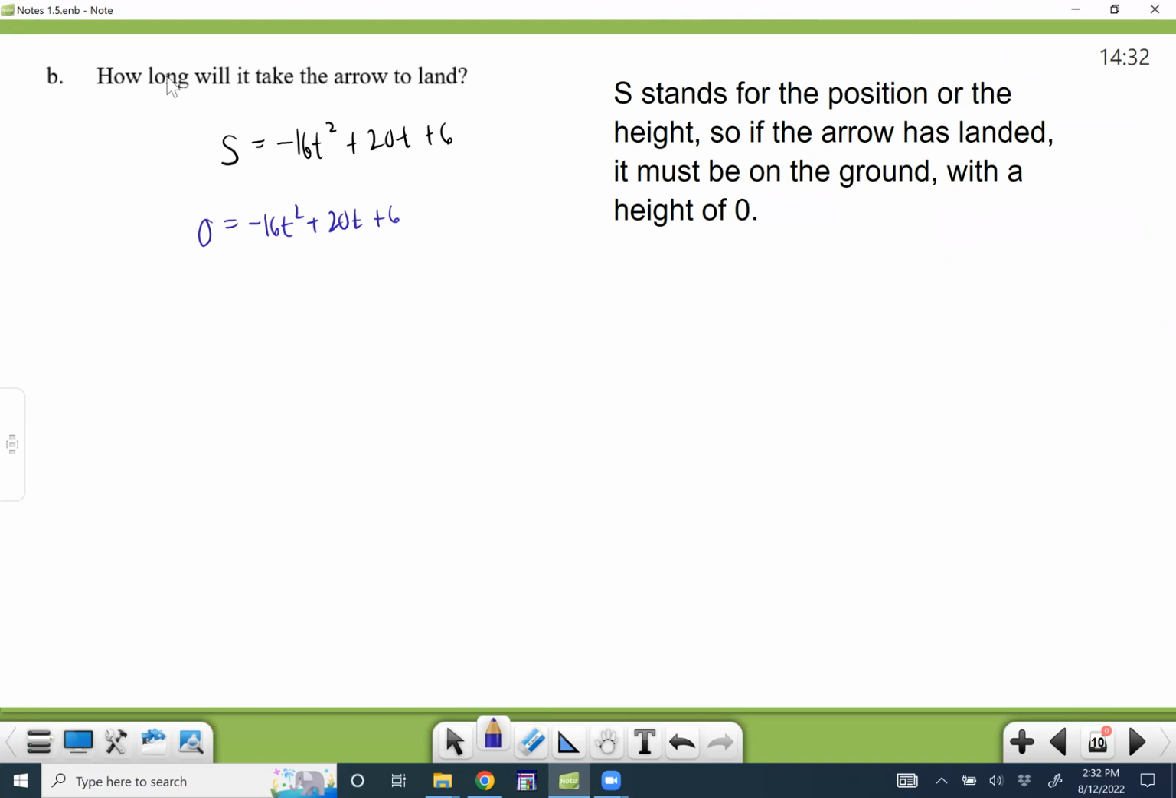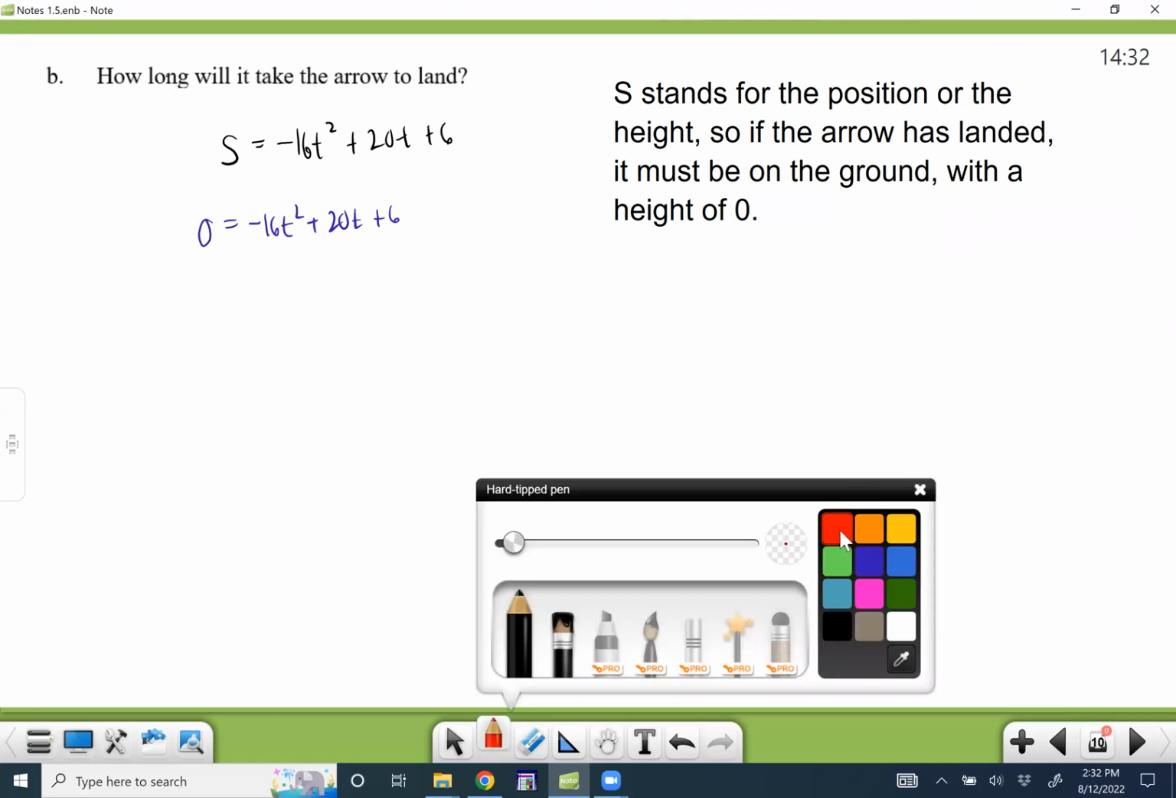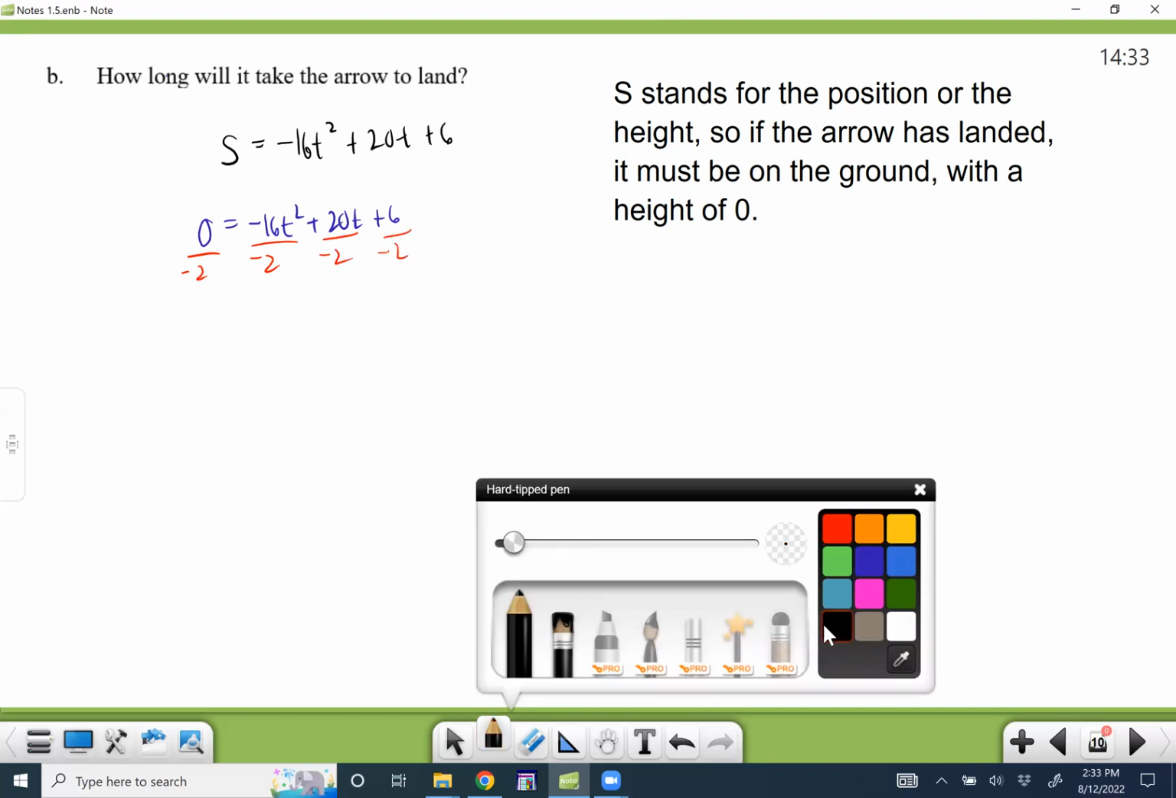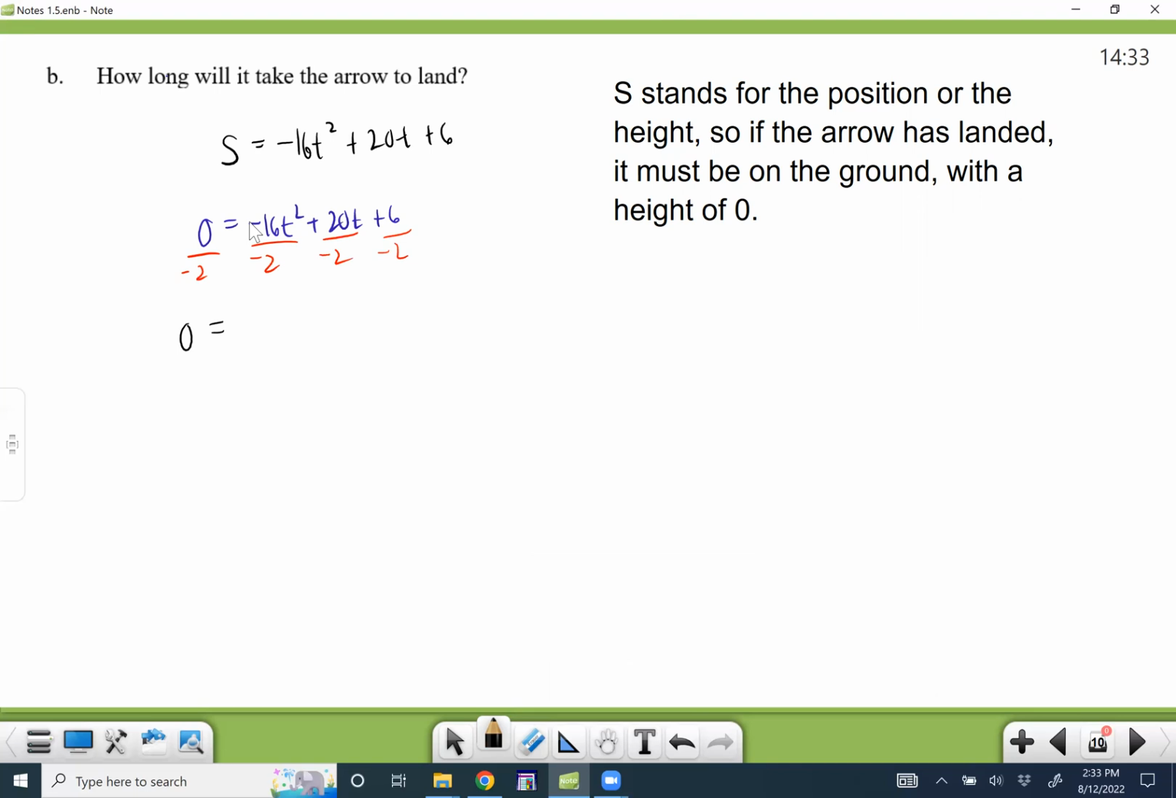All right, so I'm going to divide everything here by a -2. I noticed that 2 goes into all of them. And the reason why I'm choosing to divide by a -2 is because it's going to make my front term positive. A negative divided by a negative equals a positive. And I really want that front term to be positive. All right. So for this one, we can do the quadratic formula. It turns out it is factorable, I think.